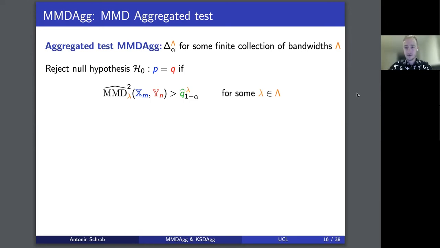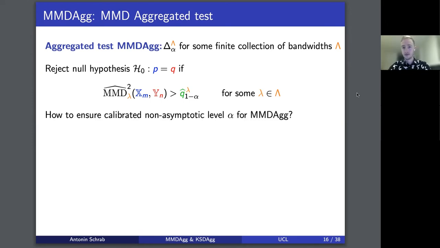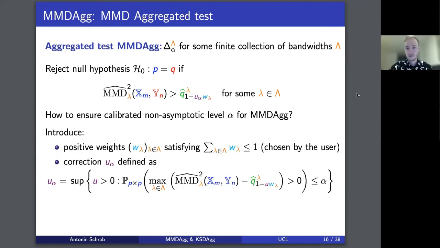And of course, if we do this, we would get some wrong level. So how do we ensure we get the correct non-asymptotic level for our test? Well, we change the level here and we introduce some positive weights, W lambda. Those are some weights which sum to 1 or sum to some value smaller than 1. And those weights can be chosen by the user.